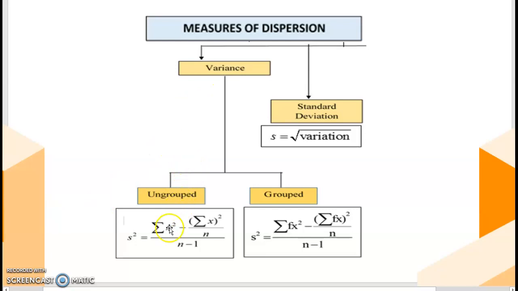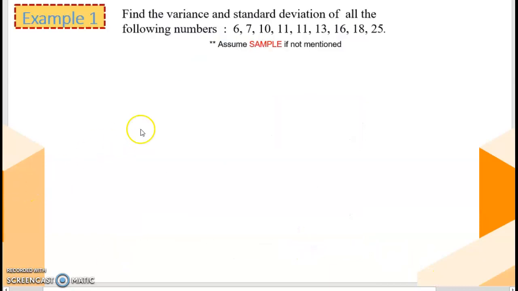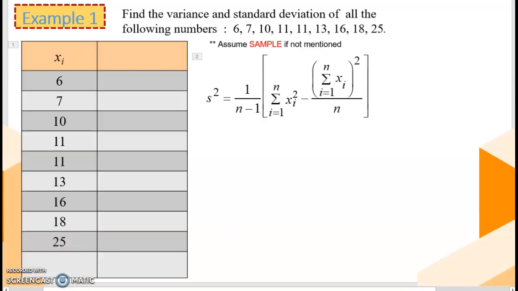For the ungrouped data, we have this formula. For the grouped data, we have this formula. Now we look at the example. We are going to find variance and standard deviation for this set of numbers. Assume sample if not mentioned in the question. Now we are going to draw a table. We are going to put our x value and then we are going to find x squared.